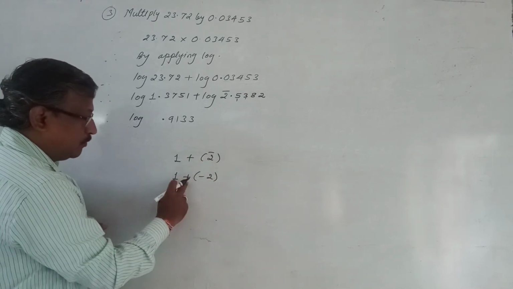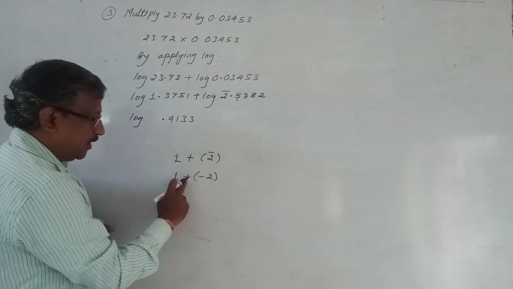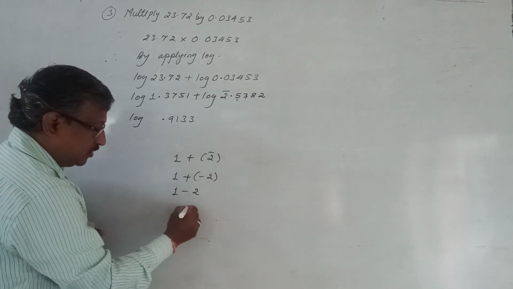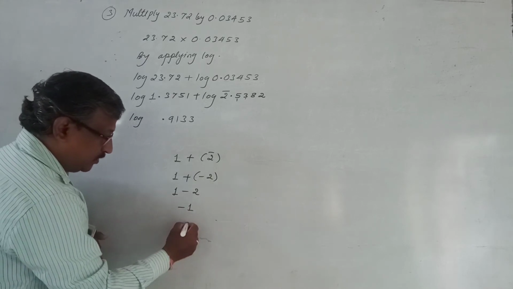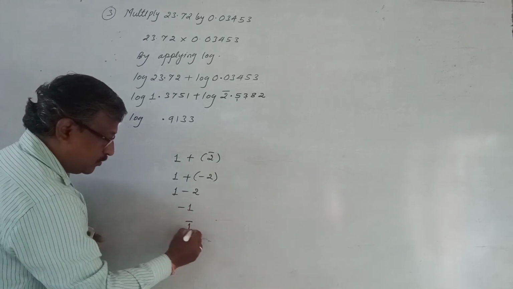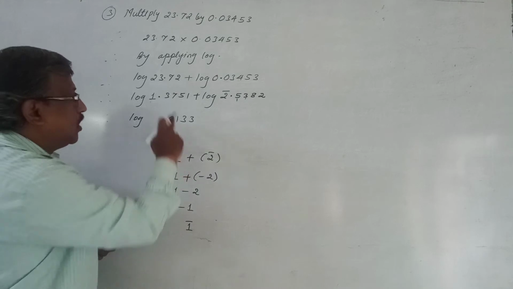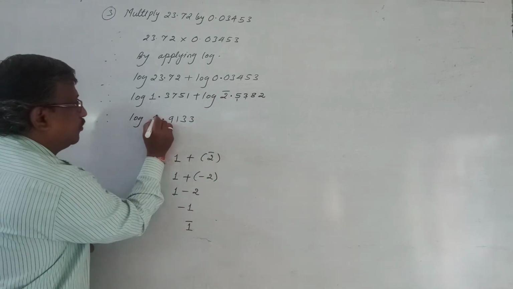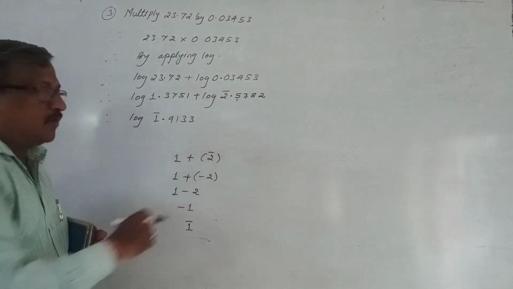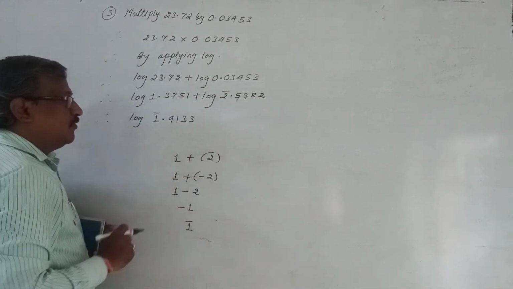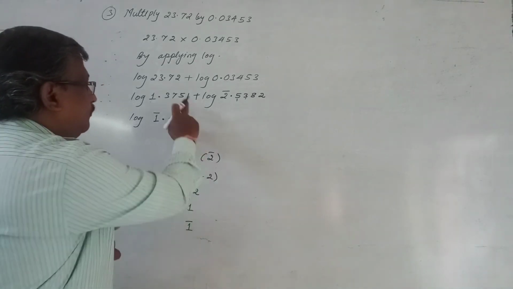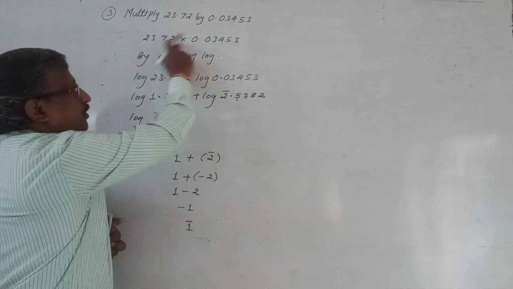The sign outside multiplied by the sign inside the bracket, plus into minus remains minus 2. So 1 minus 2 is minus 1, and minus 1 is written as bar 1. So after adding these two characteristics separately, it comes to bar 1. So after adding these two logs, we have got bar 1.9133. Clear? Now when we add the logs, our multiplication gets completed.